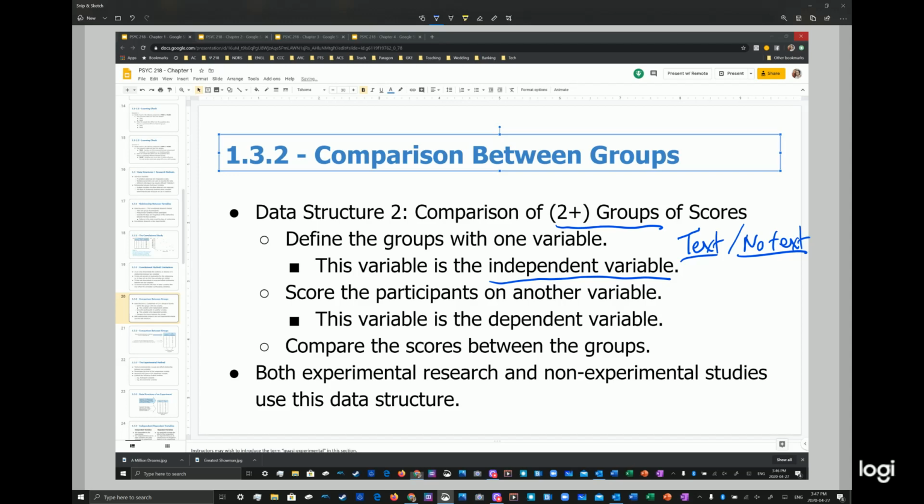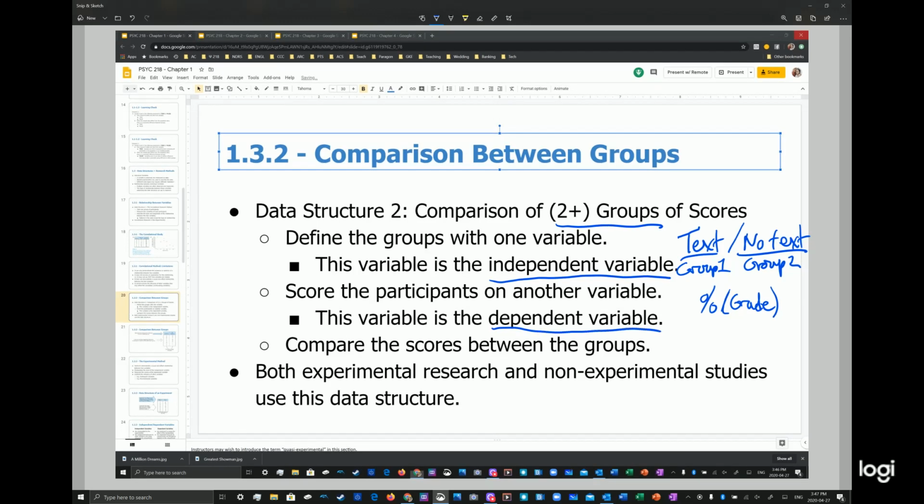The independent variable could be whether the person used a text or no text. And then the dependent variable could be your grade. Okay. So for each participant in both groups, we have group 1 here, people that use the text, and group 2 here, people that haven't used the textbook. We see how they do in the class by recording their grade. And the grade that we record is the dependent variable, the variable we measure. And the text or no text, group 1 and group 2, would be your independent variable.